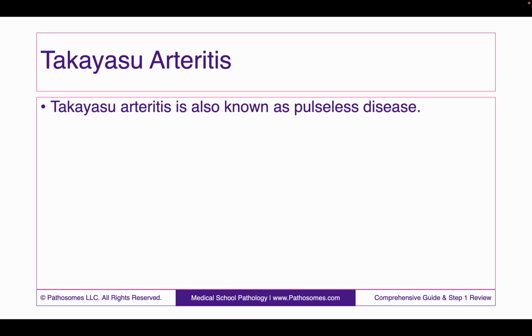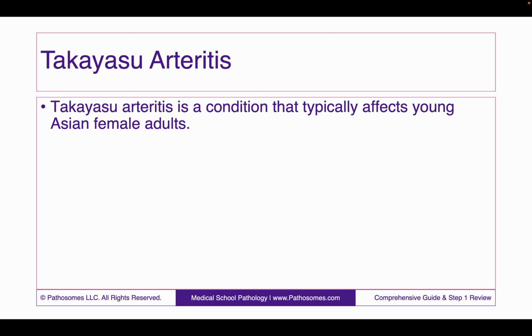Anywho, Takayasu arteritis is also known as pulseless disease. Because you can't hear it. Takayasu arteritis is a condition that typically affects young Asian female adults. The name Takayasu might help you remember that. That's not John or Jimbo or Antoine. It's Takayasu.